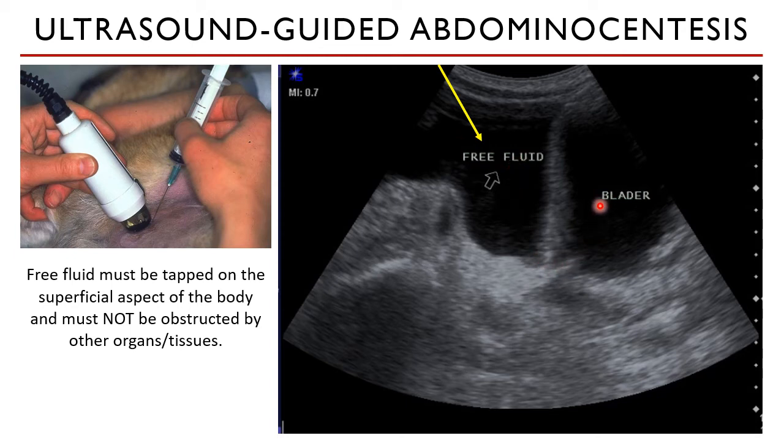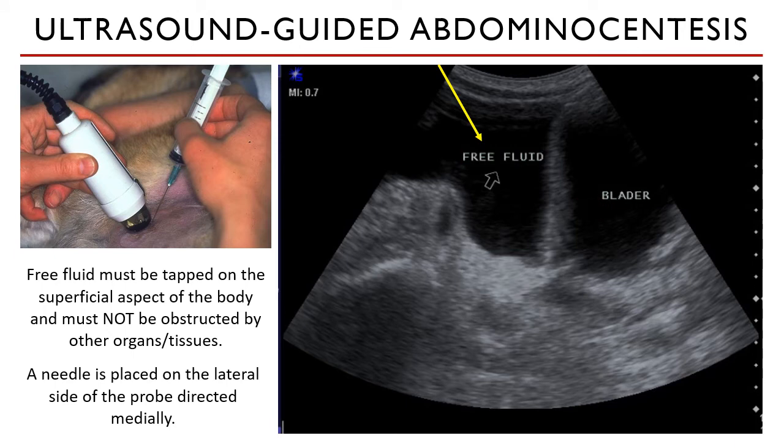Once you've done it, as seen in this ultrasound image, we have moved the free fluid up, and the bladder is on one side. A needle is then placed on the lateral side of the probe and directed medially. As it enters the body, you can see it through the ultrasound as a hyperechoic structure. This will help you steer away from the organs and accurately aspirate the fluid of interest.